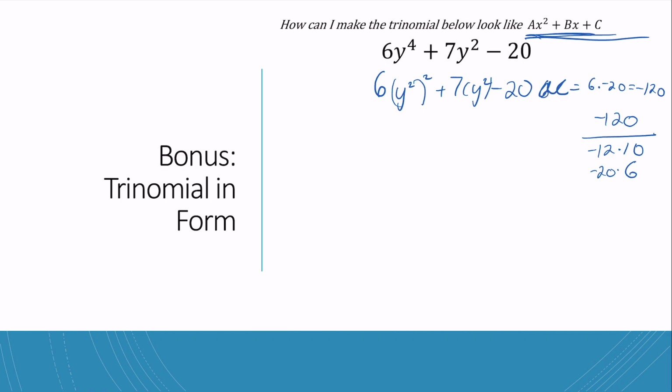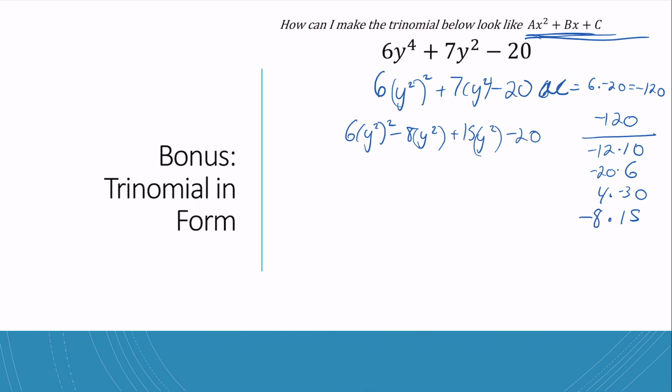I could think of 4 and -30. That's also not going to work, right? But we're going to have to keep looking. How about 8 and 15? Let's make 8 negative, and then that's going to add up to 7. So I've got 6y squared squared minus 8y squared plus 15y squared minus 20.